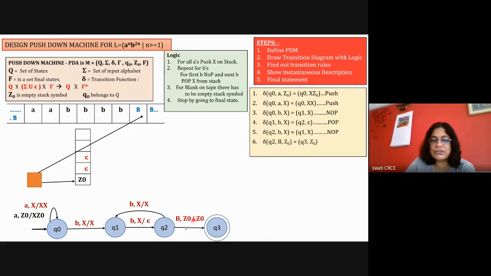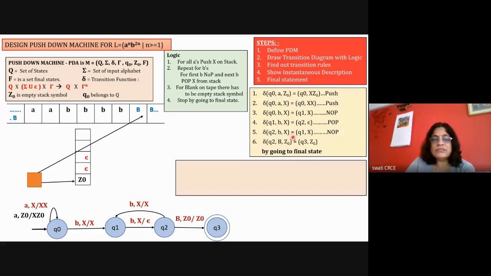And then the sixth transition is in the state Q2, if it is getting B and Z0, then it's going to the final state Q3 with Z0 remaining Z0 as a no operation. And it's ending by going to the final state. Okay, so we can write here the machine is ending by going to the final state. So write down all the transition rules as a third step.